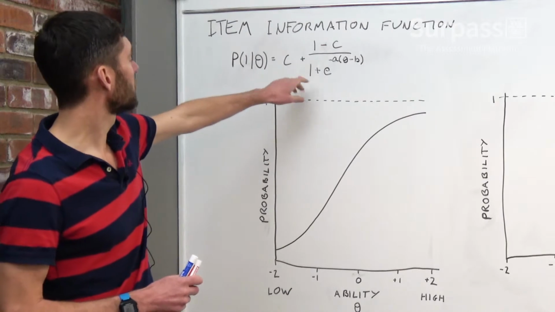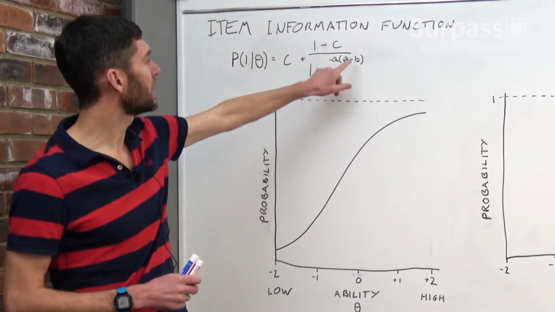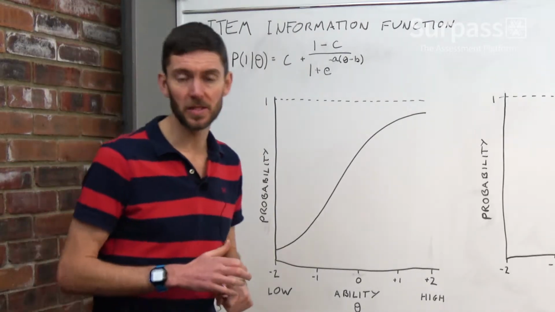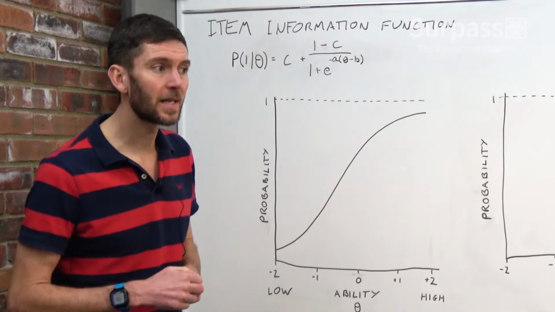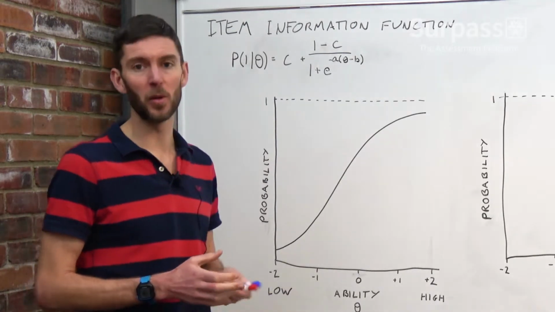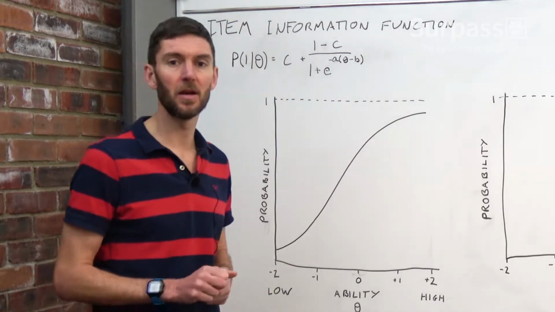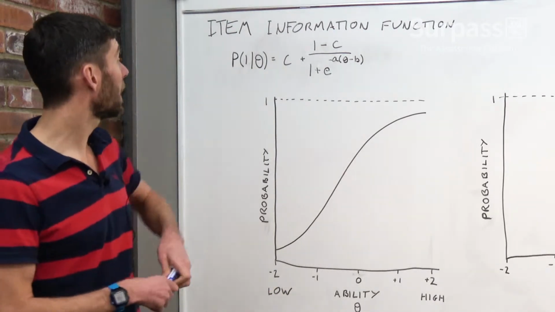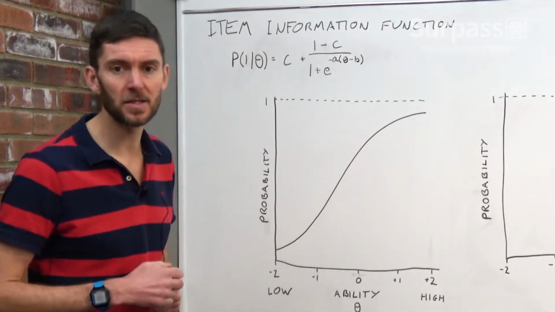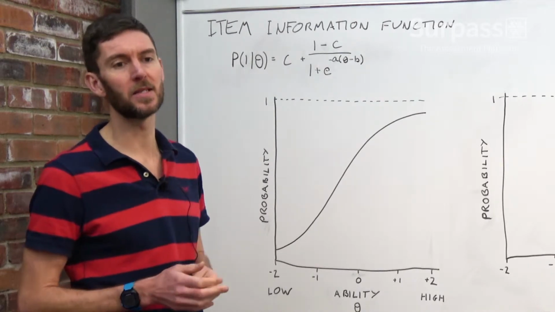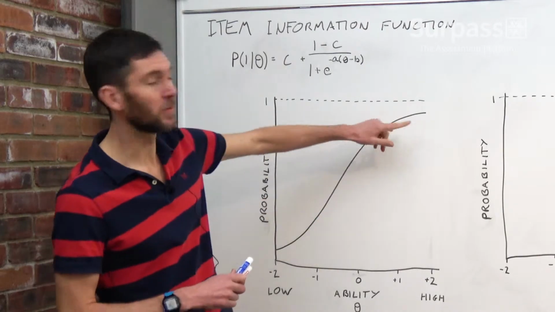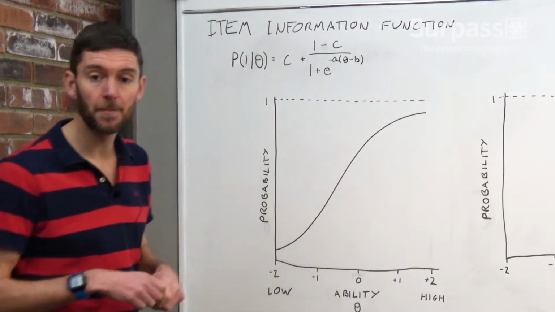So in the function, we've got 3 parameters, A, B and C. So B is the most important one, which is the difficulty of the item. So that tells us how hard it is. So a high value of B would mean a more difficult item, and then an easier item would have a lower value of B. A is the discrimination of the item. So that tells us how well it discriminates between candidates of varying abilities. So effectively how steep this curve is, which is the curve I'll speak about in a minute.